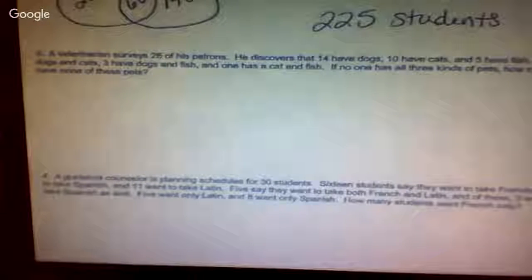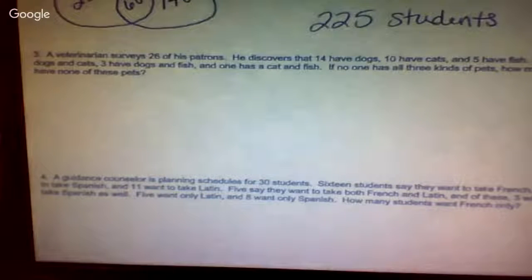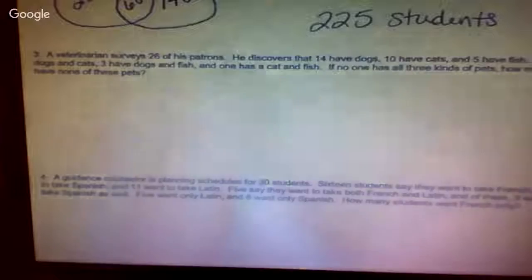Okay. Number 3. We're looking at a veterinarian that surveys 26 of his patrons. He discovers that 14 people have dogs, 10 have cats, and 5 have fish. 4 have dogs and cats, 3 have dogs and fish, 1 has a cat and a fish. How many things are we talking about this time? 3 different things. So I need 3 separate circles.